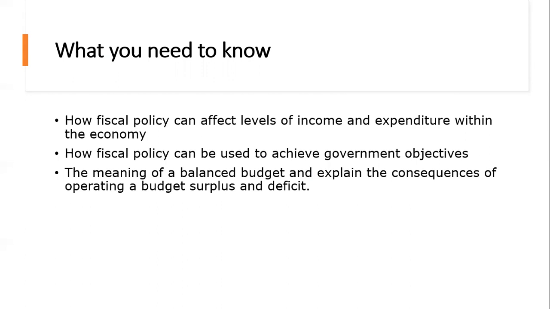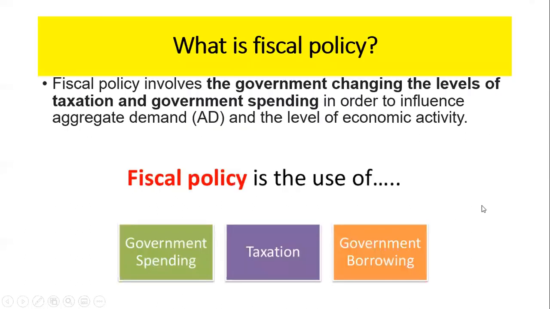You need to know how fiscal policy can be used to achieve the 4 key macroeconomic objectives, the meaning of a balanced budget, and explain the consequences of operating either a budget surplus or a budget deficit. We will look at all these 3 key points within this revision session. So we start off simply by looking at what is fiscal policy.